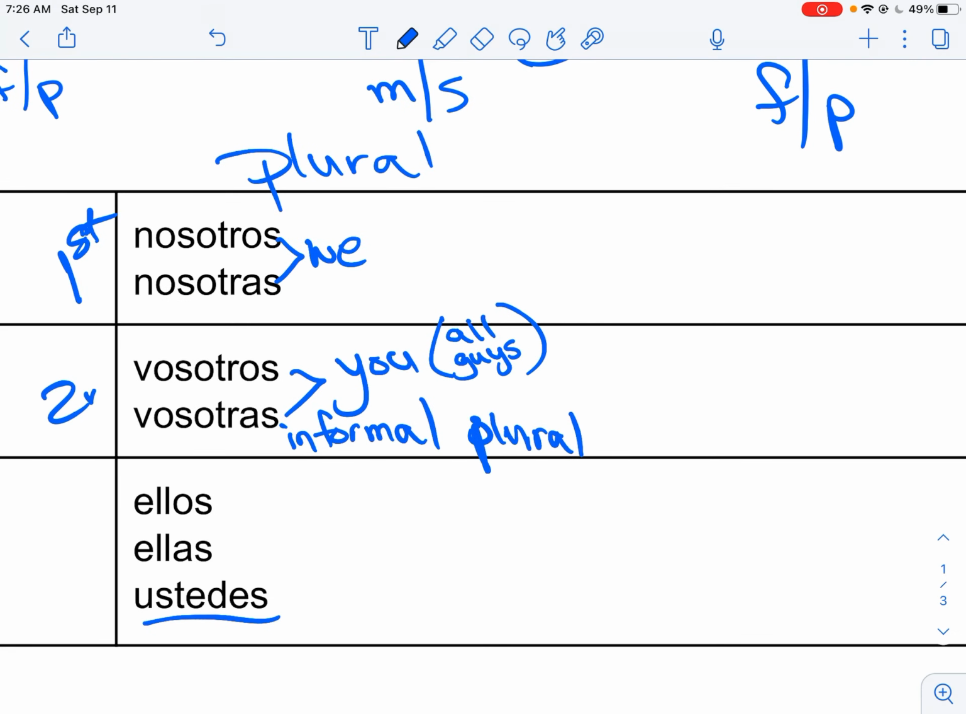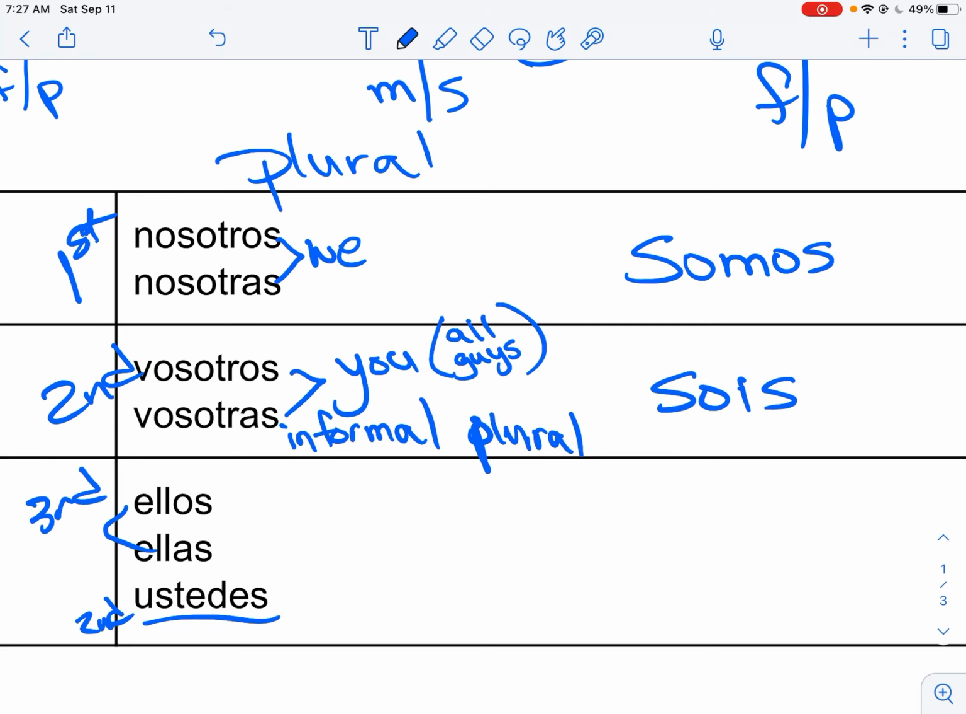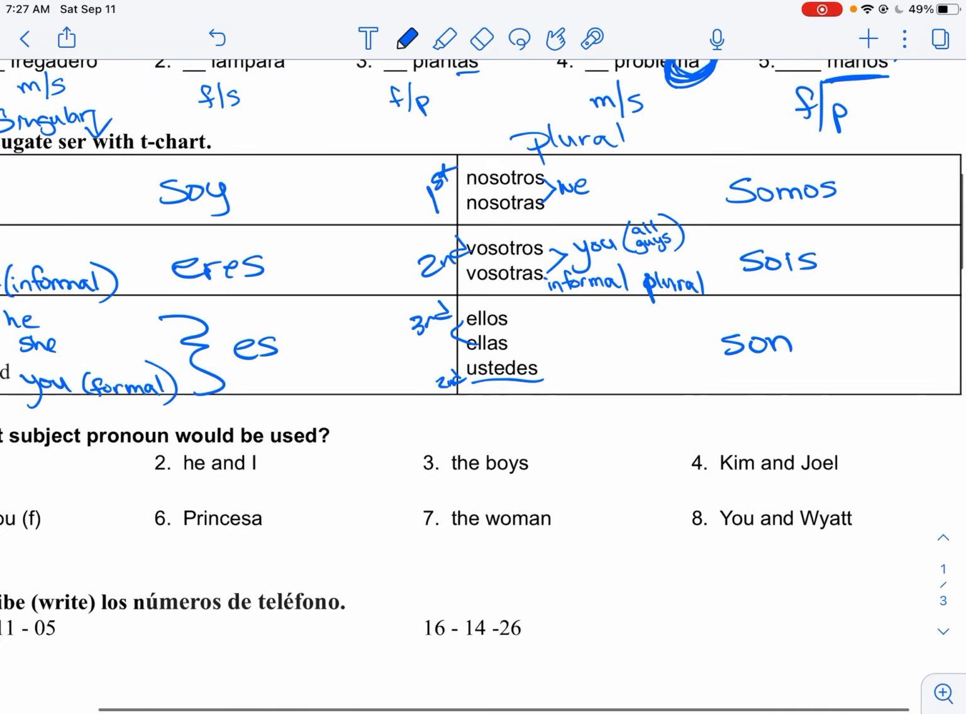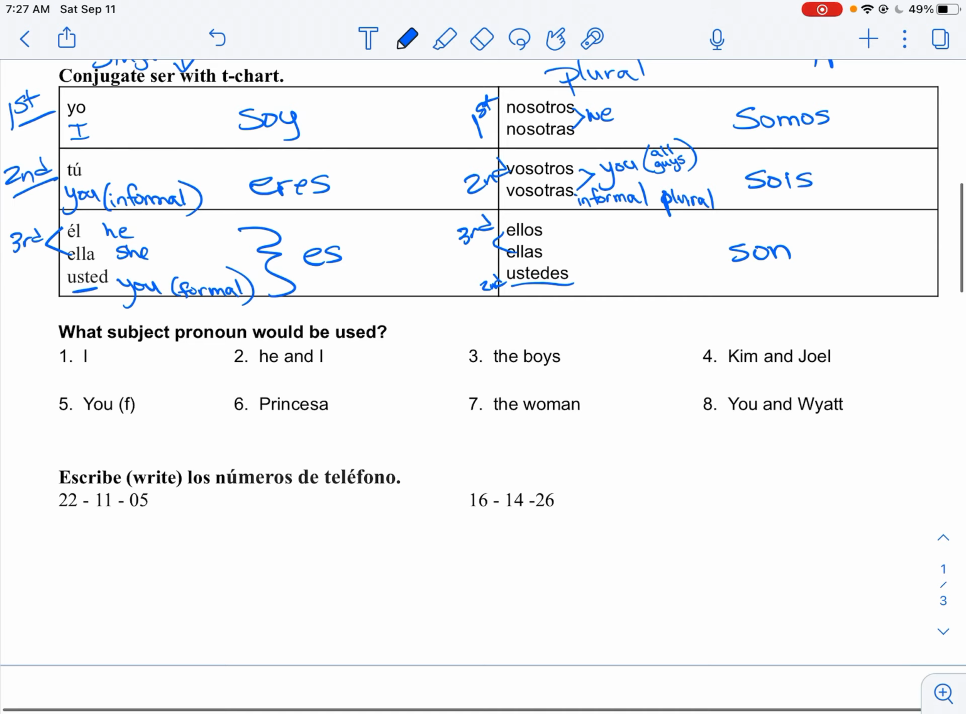Okay, again, this is still first person. This is still second person. These two are still third person. This is second person, but it's formal second person. The conjugations of these. The nosotros form is somos. This is sois. And these three are son.